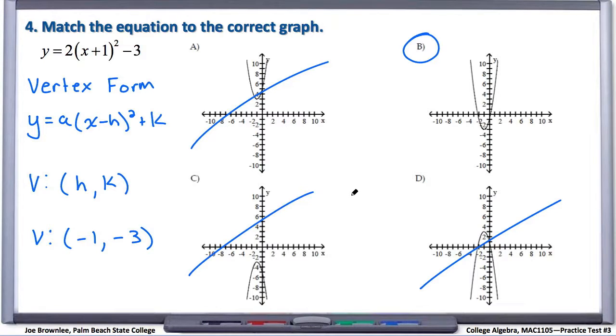And again, we did that by first eliminating graphs C and D. Graphs C and D open down. But again, our A coefficient here is positive, so we know that the graph we're looking for opens up. And then once we had graphs A and B left, we went ahead, found the vertex of our parabola, which was -1, -3, and that helped us to eliminate graph A, leaving only graph B.